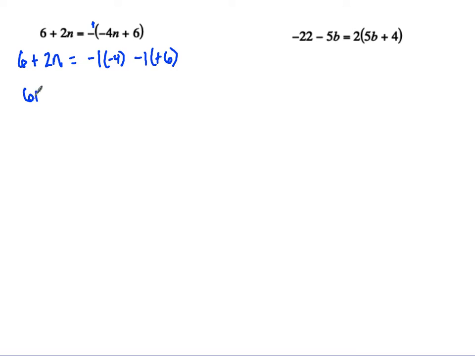So that would be 6 plus 2n equals -1 times negative, oops, I forgot the n there. Let me put that in. 4n, sorry about that. -1 times -4n would be +4n. And then a -1 times +6 would be -6. So now look at the variable terms. Do I want to subtract 2n or do I want to subtract 4n? I'll subtract 2n.